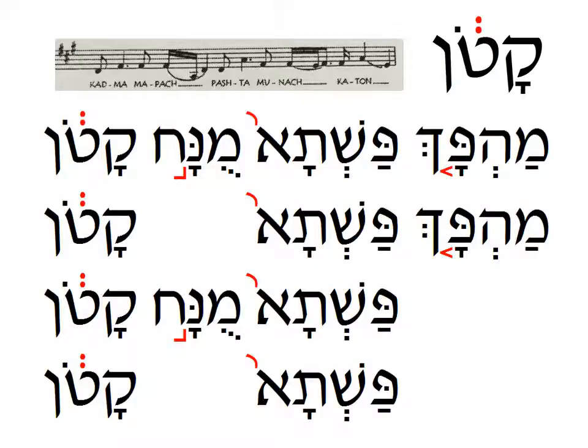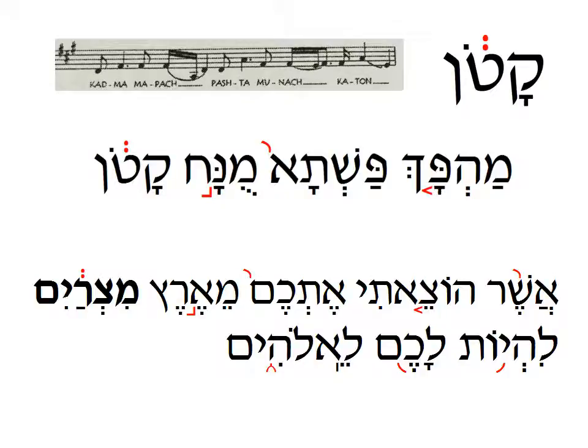Now let's practice the Katon family. We see it comes in various formations. The connector tropes can drop out, and you could just be left with the disjunctive tropes. Mapach, Pashta, Munach, Katon. Now if we take out the Munach: Mapach, Pashta, Katon. Now take out the Mapach: Pashta, Munach, Katon. And then just the disjunctives: Pashta, Katon.